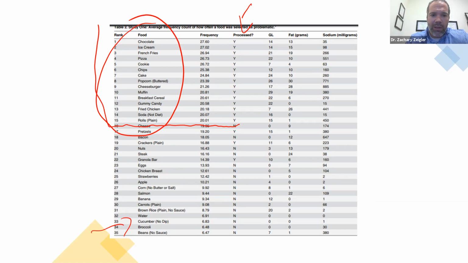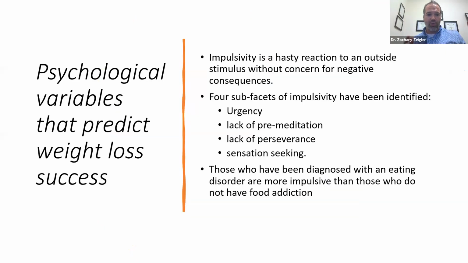If you're trying to lose weight, why in the world would you have cookies, chocolate cake, muffins, breakfast cereal, gummy candies, fried chicken, soda? Why would you have those in your house? You're setting yourself up for a binge session. So that might be a goal. Go through your pantries and get rid of those things. Okay, so you can't be addicted to sugar. At least you can't be addicted to sugar like you are a drug.